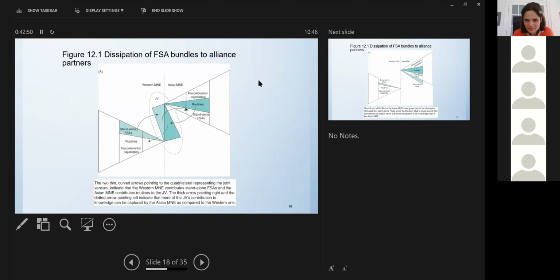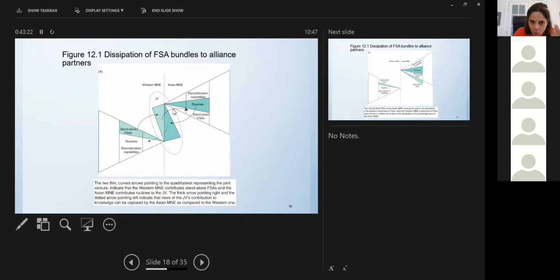Now, I always like these pictures because you can tell more in a picture sometimes than a whole text. When you look at this, remember this is a case of FSA bundles that are dissipated. So you see the dotted oval line is the alliance. And you see the arrows, and this arrow means that, in fact, the Asian multinational gets out of the alliance. There are a lot of things that they can use as routines.